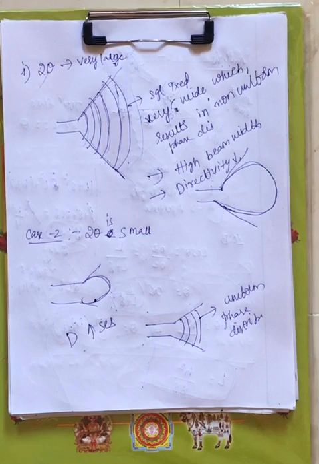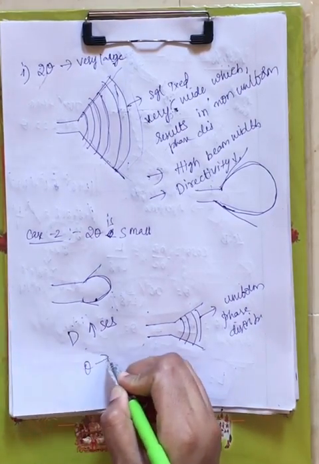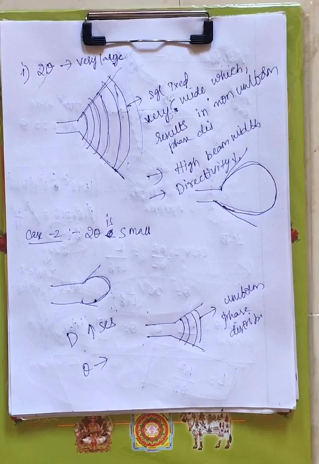Now if the flaring angle is small, the signal is not transmitted widely, and because there is no wide transmission, there won't be any non-uniform phase distribution. Then the beam width will be low and directivity is increased. The flaring angle theta is very important for the horn antenna, and always it should be small, because we have to get high directivity.